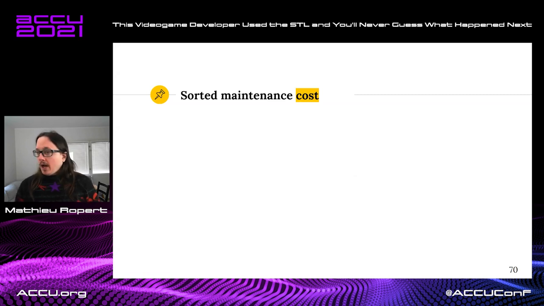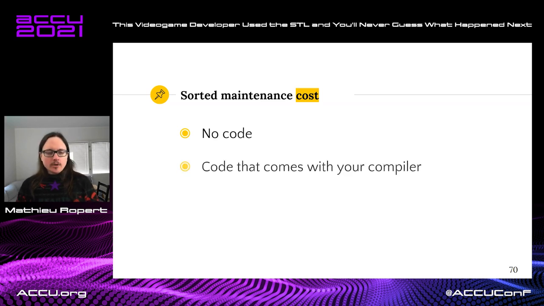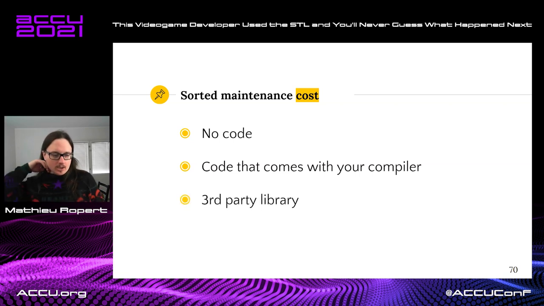And also, I wanna remind you of the cost of maintaining a drop-in replacement. In order of cost, the best code is no code because it doesn't cost you anything to maintain. The second best is the one that ships with your compiler, because again, it ships with your compiler. It is basically painless to get. And if you want a new one, you just update your compiler and you're done. The third one will be a third-party library. It's going to be a bit more maintenance. You will have to update it from time to time.